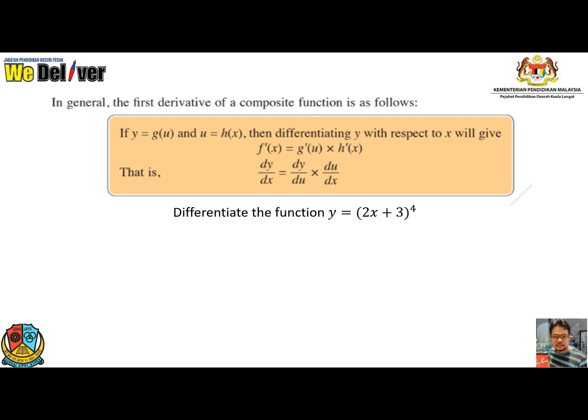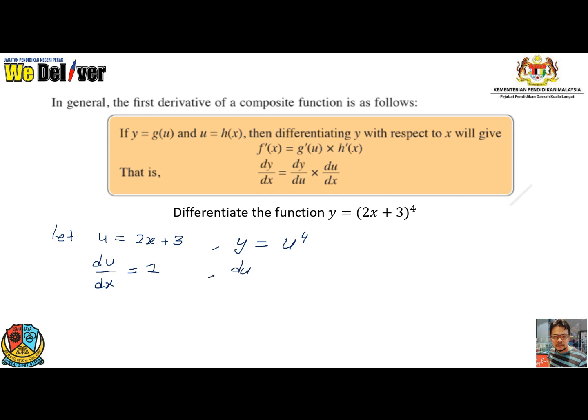Let's say we are going to differentiate the function y equals (2x + 3)^4. So we have to define two functions. Let u equal 2x plus 3, and then make the function of y. That means y equals u to the power of 4, because u is 2x plus 3. Differentiate u with respect to x, you get du/dx equals 2, differentiate 3, you get 0 because 3 is a constant.